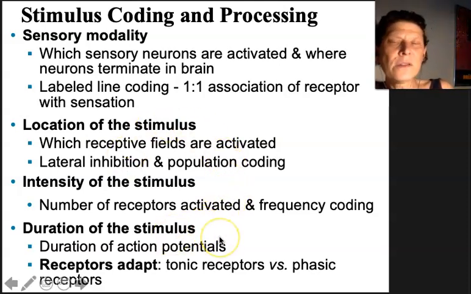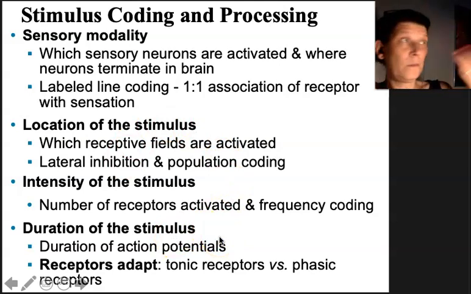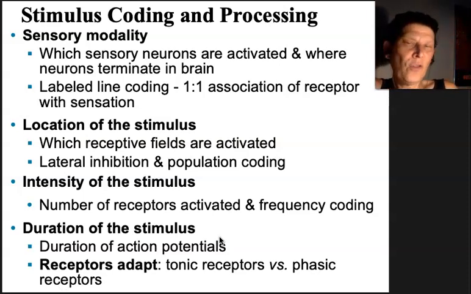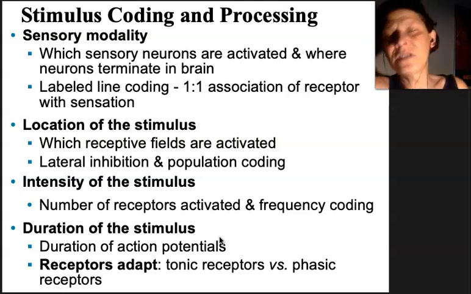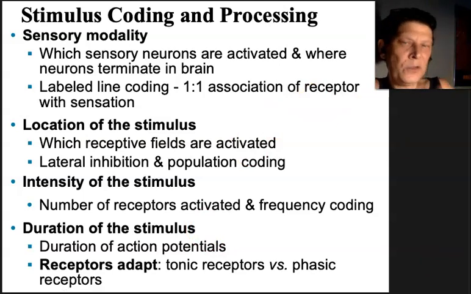The duration of the stimulus is really the duration of an action potential. It's generated, sent, perceived, responded to. Receptors do adapt. I've mentioned that. We have tonic receptors and phasic receptors. Most receptors adapt to continuous stimuli, except for pain receptors, nociceptors, and proprioceptors.